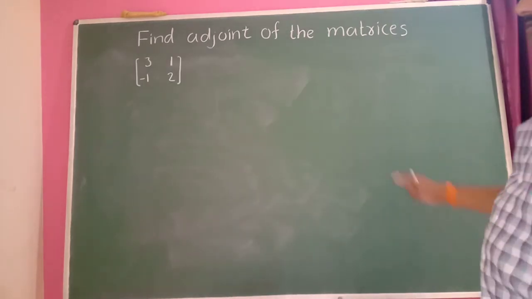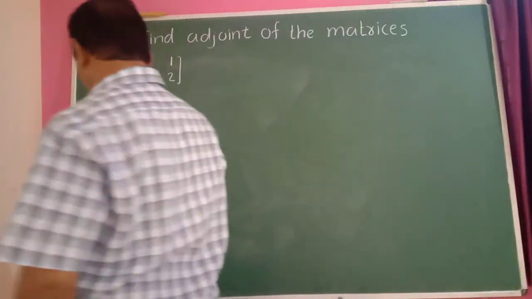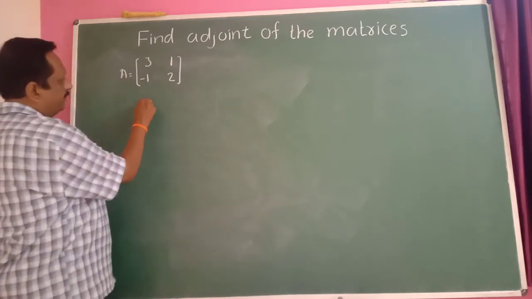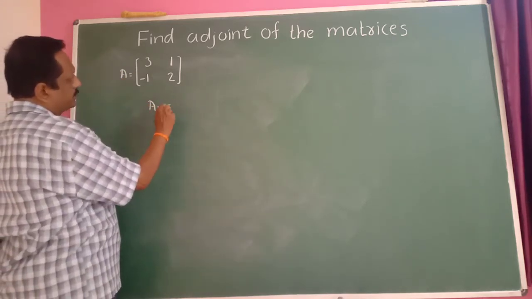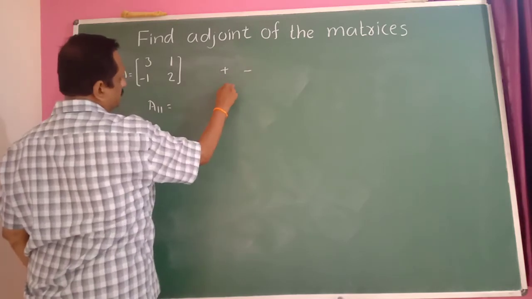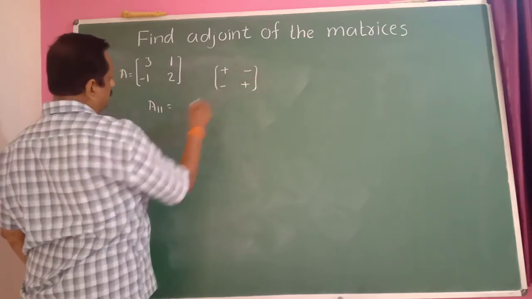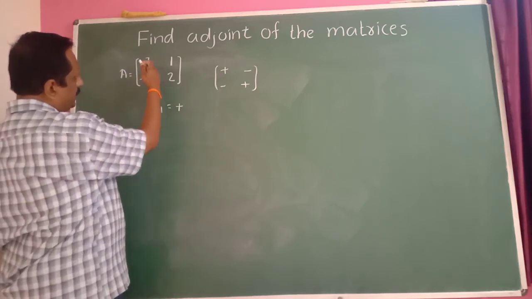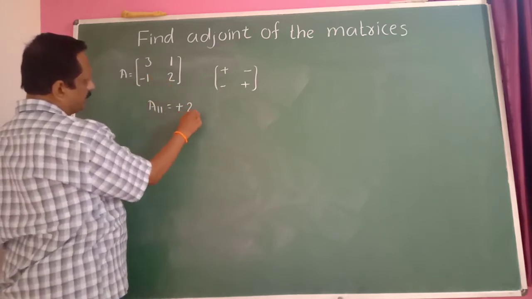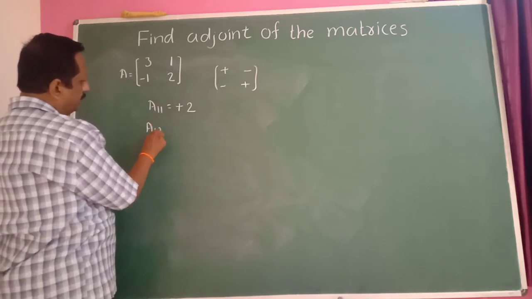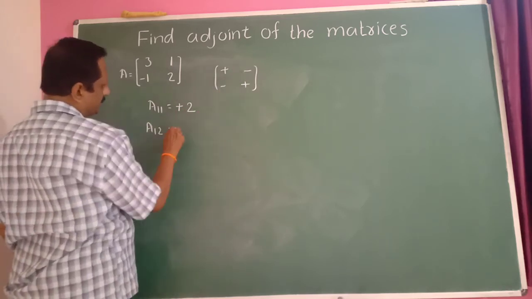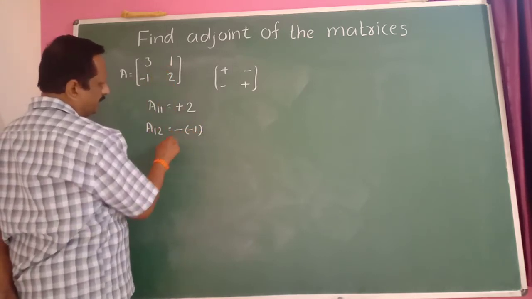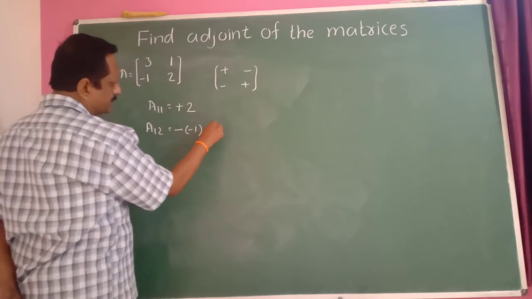Okay, find the adjoint of the matrix here. Take the given matrix as A. Therefore, the sign pattern for A11 is plus, minus, minus, plus. So for A11, take the plus sign. Deleting the first row and the first column, we write 2. Then A12, so take the minus sign. Deleting the first row and second column, minus of 1, and minus into minus becomes plus 1.